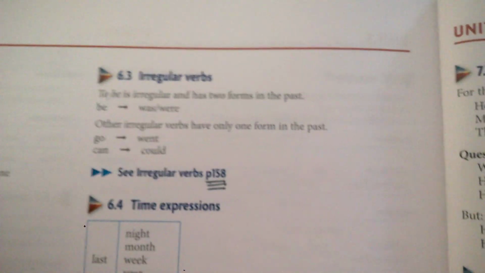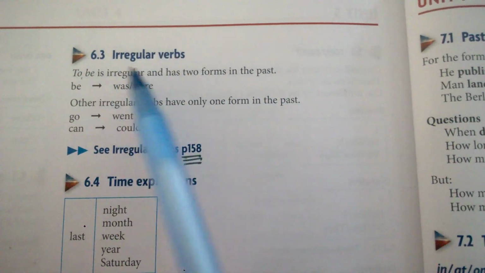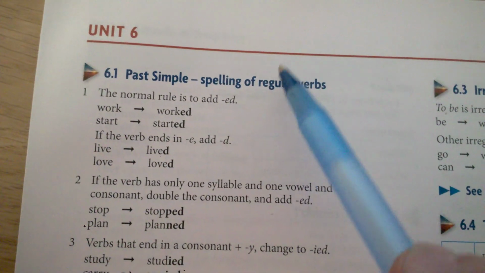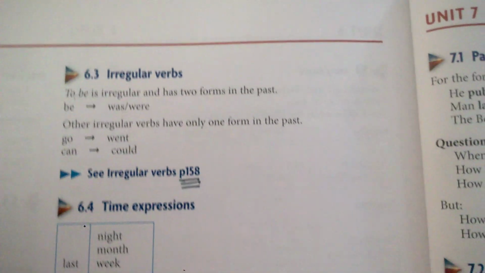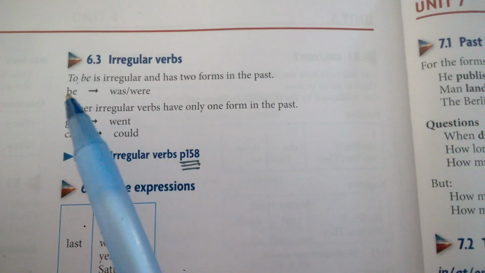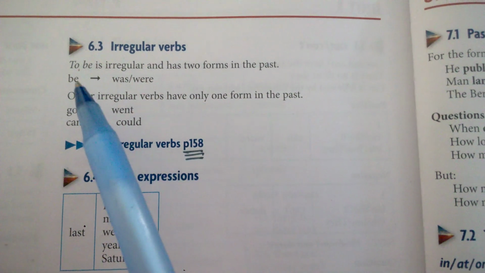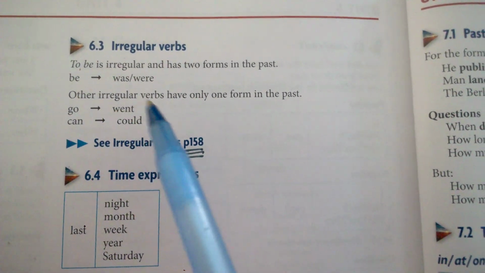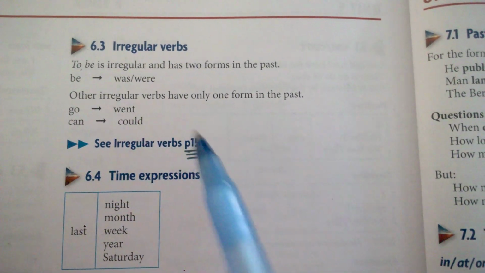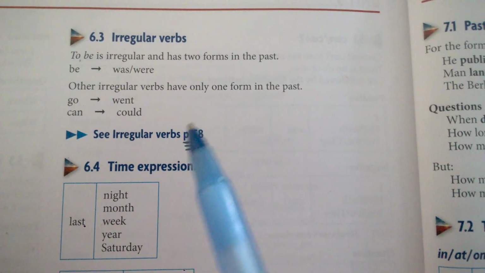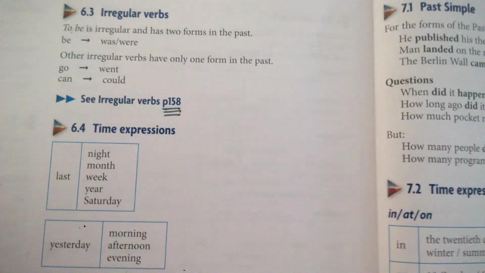Okay. Another thing to remember is that you have irregular verbs. So these are the regular verbs. These are irregular because they're different. In the past, you don't go beed or goed or canned. You go be, was, were. Go, you'd say went. Can, you'd say could. So there's a list that you have to study on page 158, the past simple list. Okay, don't forget to study those.